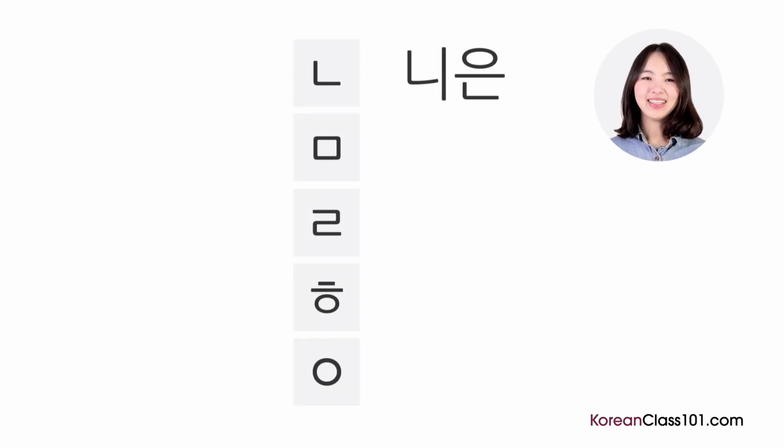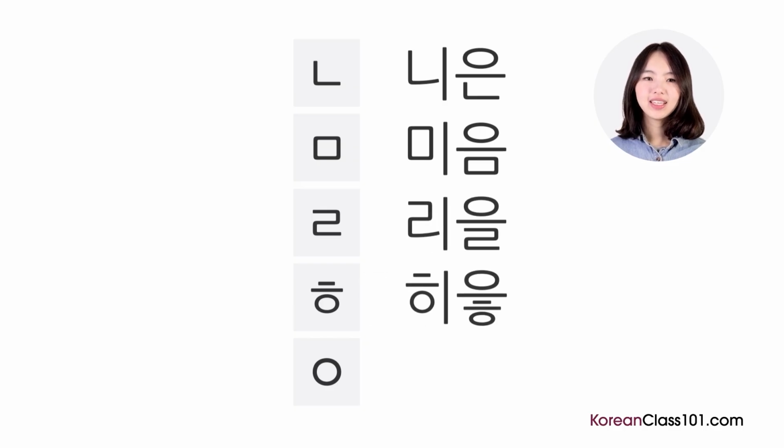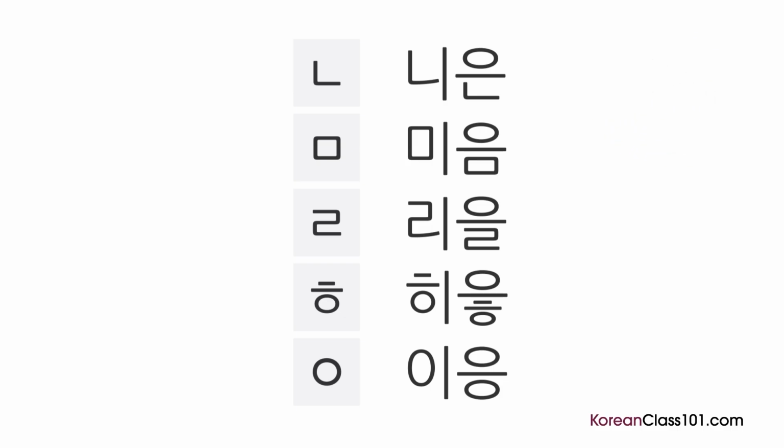In Korean, every consonant has a name. Before we close the lesson, let's hear the names of the consonants we learned today. 니은, 미음, 리을, 히읗, 이응. Did you catch the pattern? Each consonant's name begins and ends with itself.